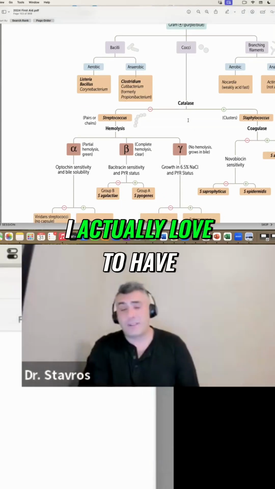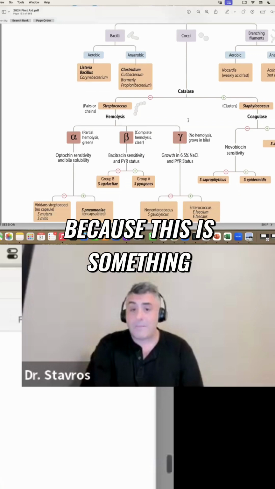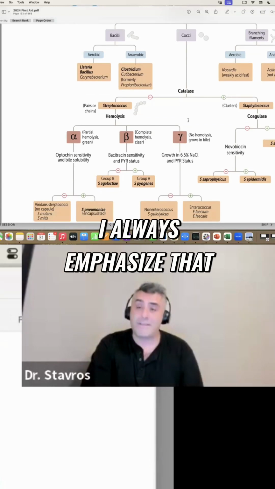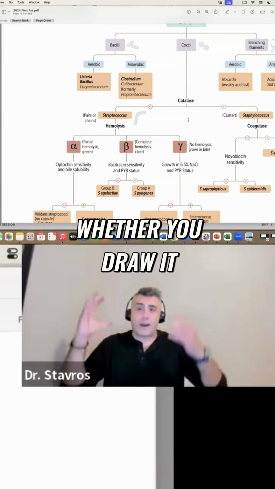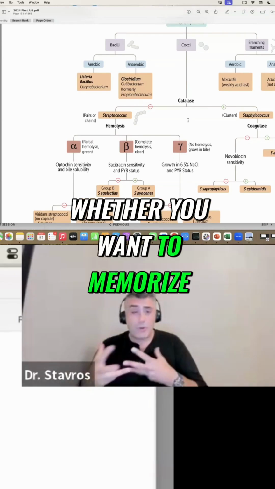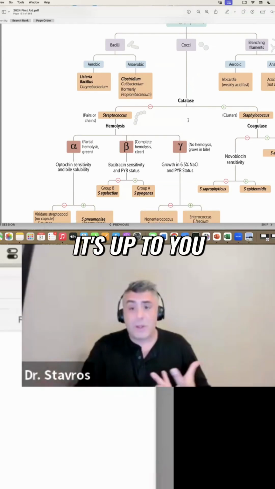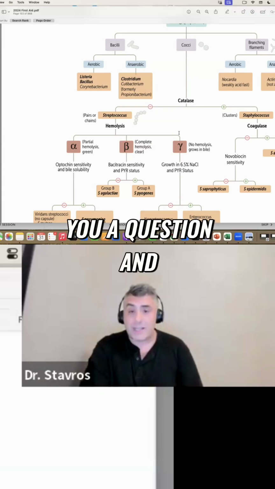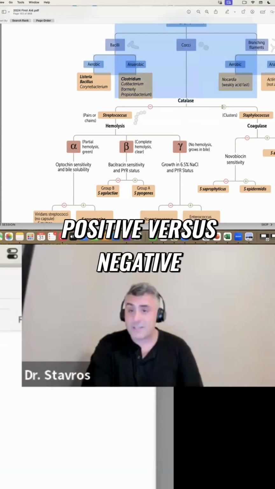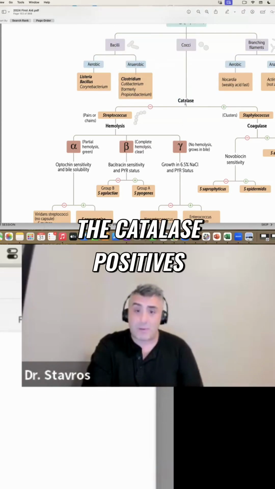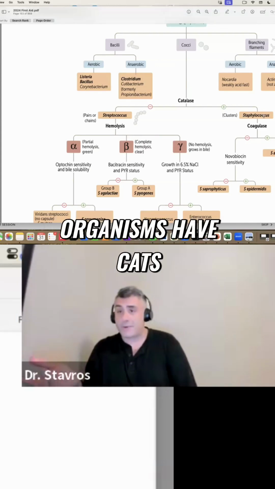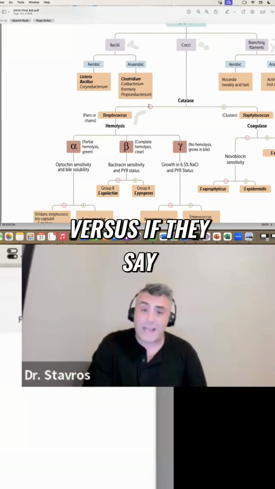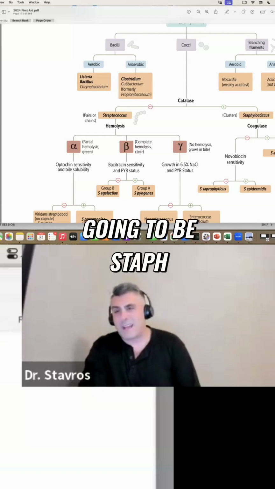Can you answer questions if they ask you about this? I'd love to hear your feedback through the text, because this is something I always emphasize is important to understand. Whether you draw it out a couple of times or memorize it is up to you, but they will give you a question and talk about catalase positive versus negative. If you know the catalase positives, well, all the staph organisms have catalase, right? If they say catalase negative, you know it's not going to be staph at all.